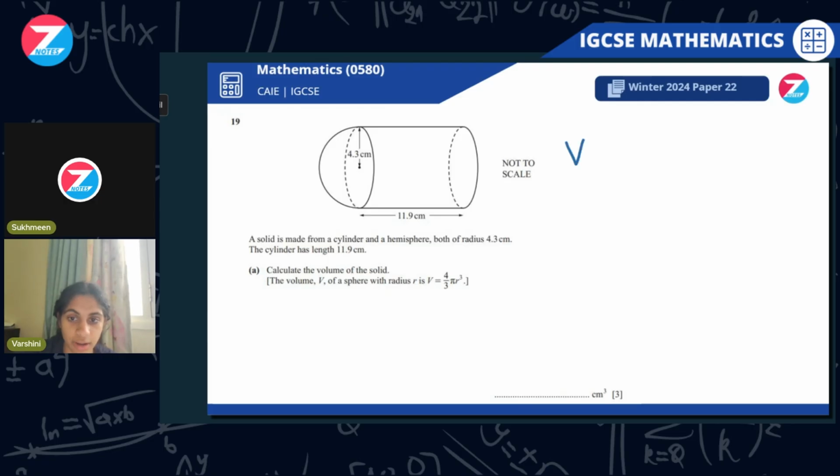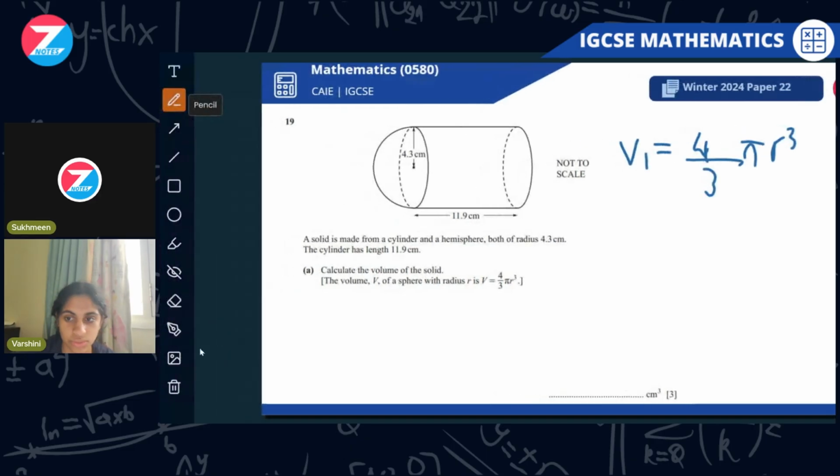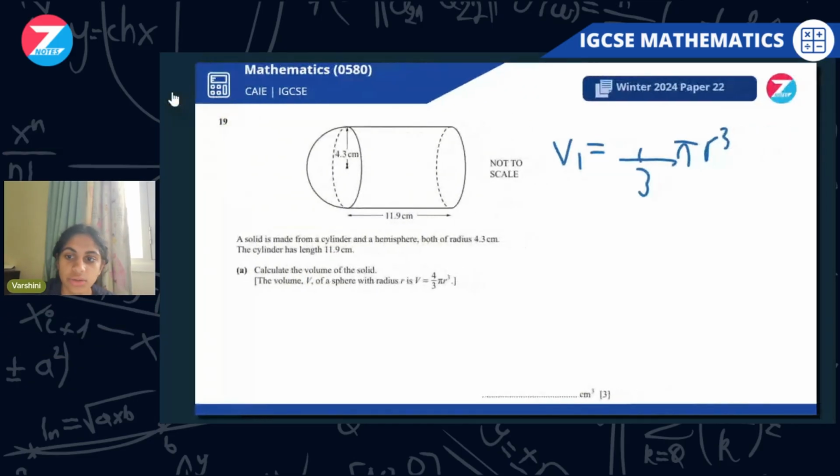So V1, which we take as V1, is going to be 4 by 3 pi r cubed divided by 2. Hold on, sorry. All we have to do is 4 by 2, which will just be 2. So we can just make this 2 by 3 pi r cubed.